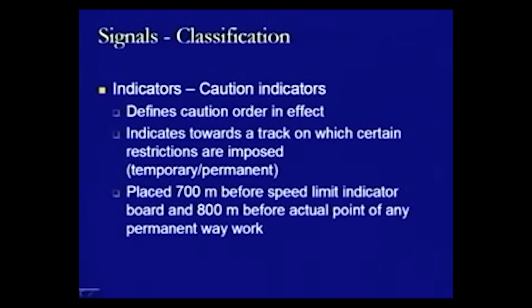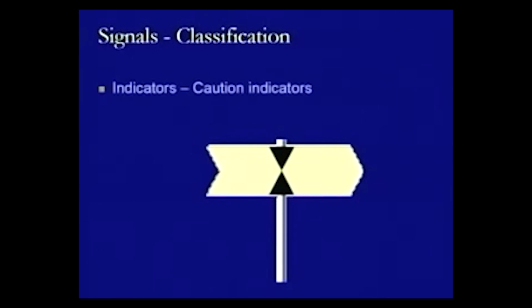Most of these have to be placed 700 meters before the speed limit indicator board and 800 meters before the actual point of any permanent way work. So, if any permanent way work is going on, then 800 meters before that this caution indicator is to be provided. We have observed that when we are traveling by train, at times the train speed is reduced because work is going on ahead, and after some time we find the workforce working on the side of the track, and that is why the speed of the train is reduced, at a distance of 800 meters. Whereas, if the speed is being restricted, then it is provided at a distance of 700 meters. This is a caution indicator. This is how it defines that the movement is allowed in this direction, but is restricted.